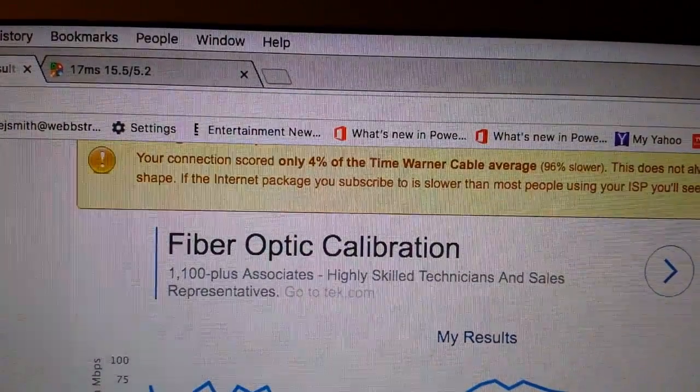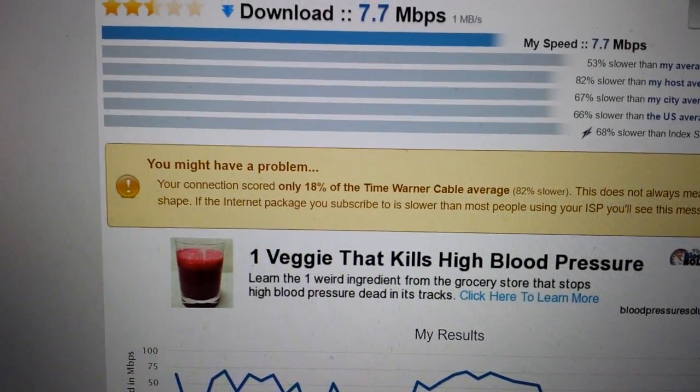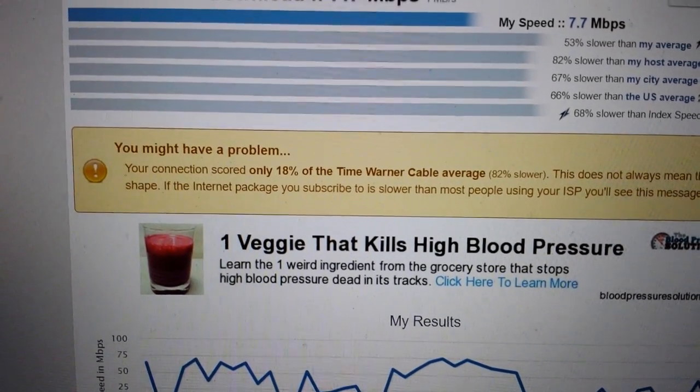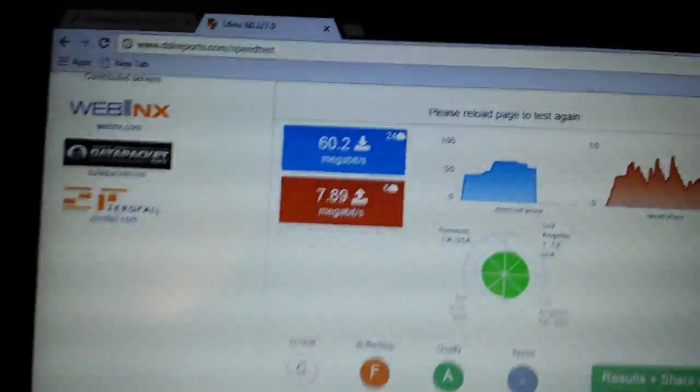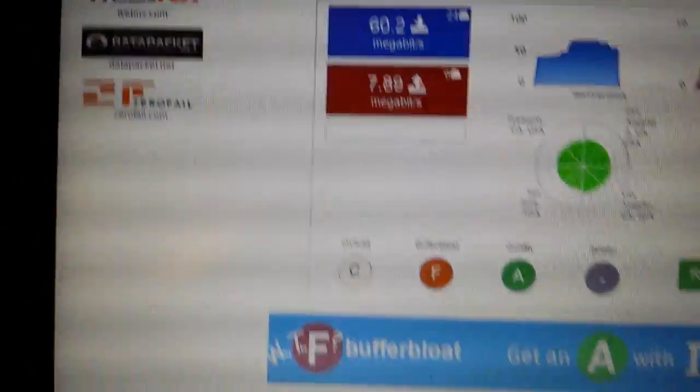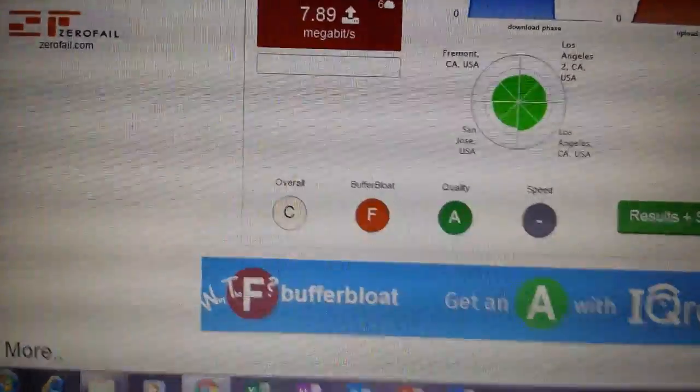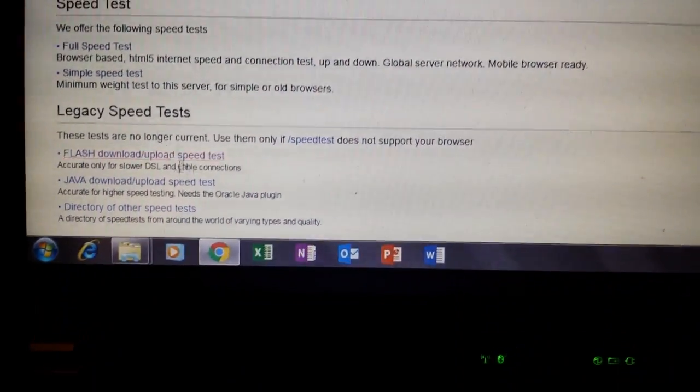So, I want to draw our attention to this. 4% of the Time Warner, and this is a different iteration, 18% of the Time Warner cable average. And over here, we have a Lenovo T400. This is very interesting because, and I'll do this live, when I refresh it says reload the page to test again. So I'm going to do that. Full speed test. Bingo.